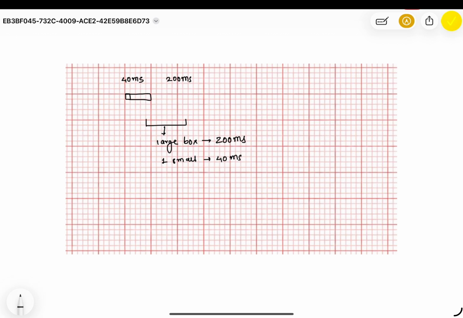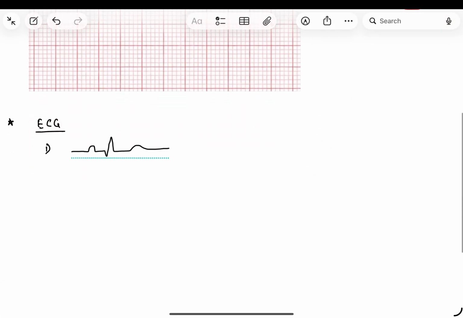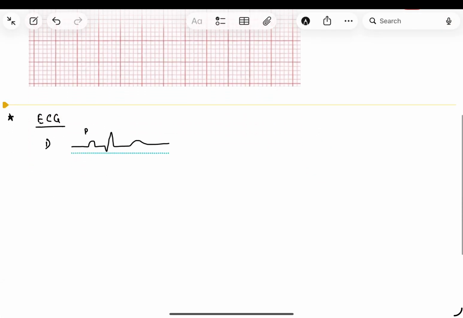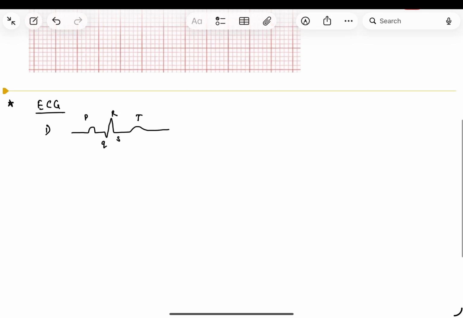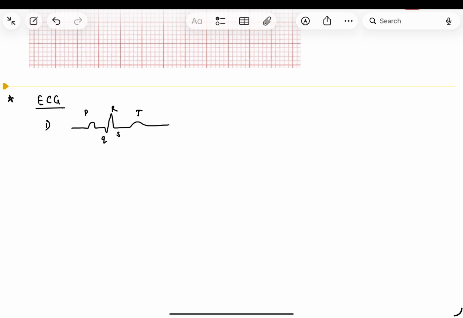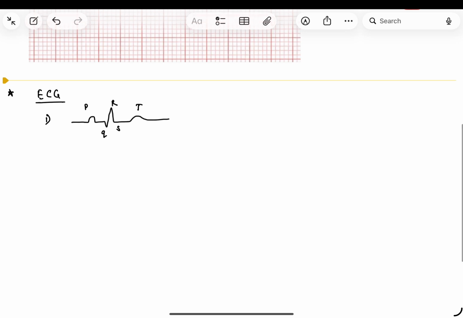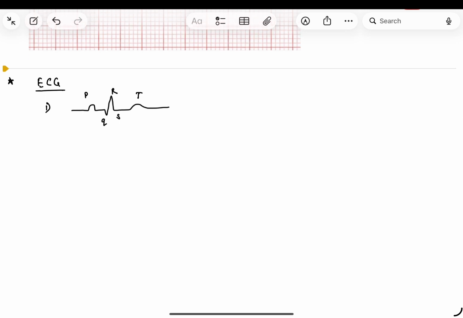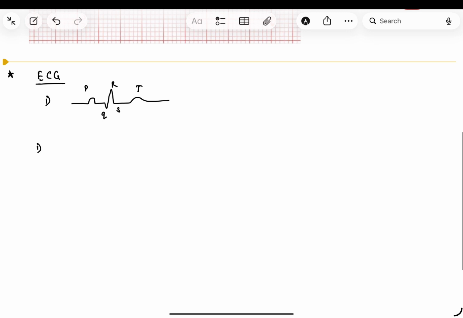Then, a normal ECG comprises P wave, Q wave, R wave, S wave and T wave. Let's jump to each and every wave. We will understand how these waves are imprinted on the ECG, what their clinical significance is, and what variations we get during these PQRST complexes. So the first one is the P wave.